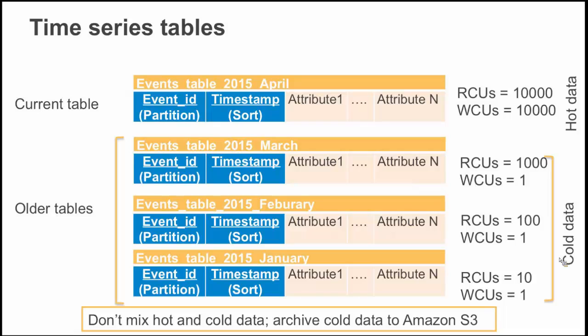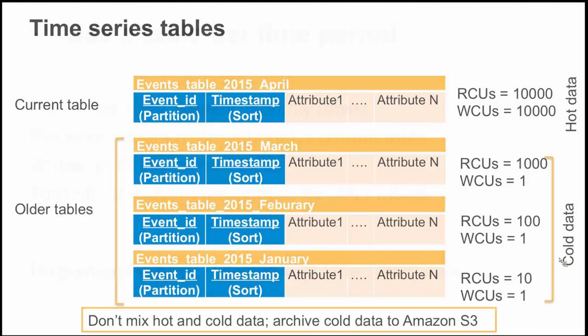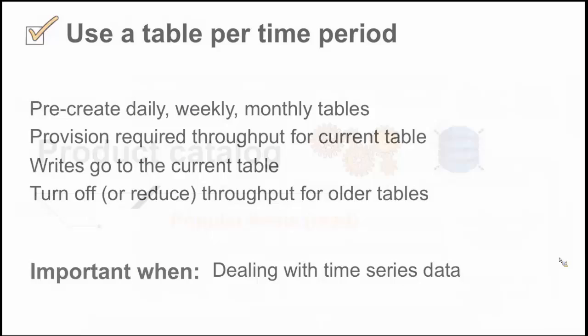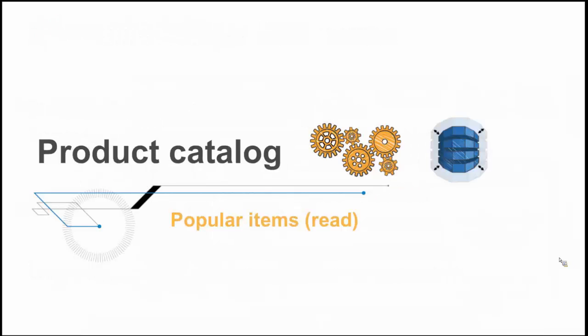And at some point that data is so stale that I just archive it to S3 or I just drop the table entirely, right? This gives you the ability to store your hot data on the high velocity table, provisioned for high throughput, and pay a lot less money for the data that gets cold. It's kind of like managing the life cycle of your data, right? So that's the approach when dealing with time series data on DynamoDB. Pre-create those daily, weekly, monthly tables, provision what you need for the current table, and that's how you load that time series data.